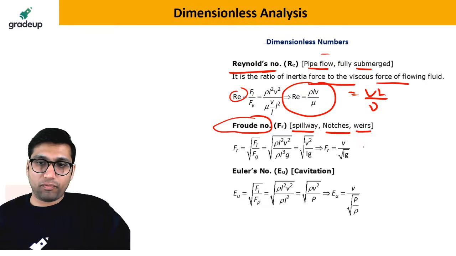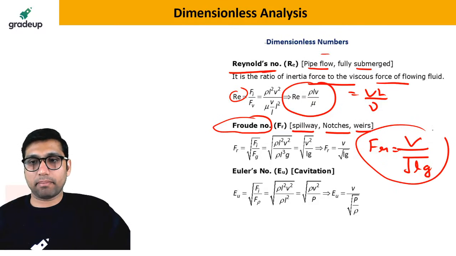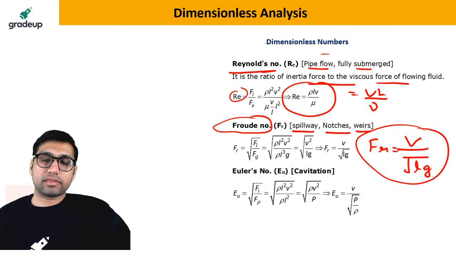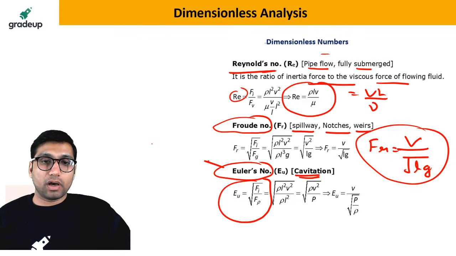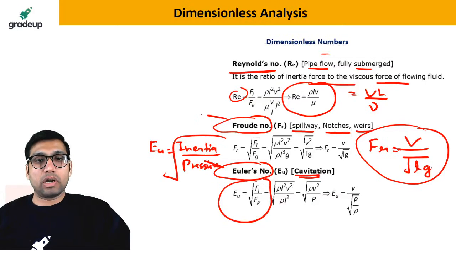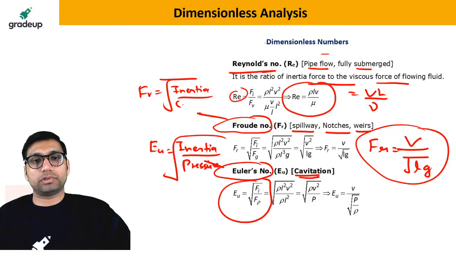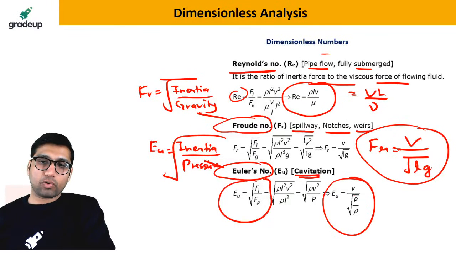So Froude number is equal to V by root LG. This is how we write the Froude number, where L is the length, G is the acceleration due to gravity, V is the velocity. Euler number is used for the study of cavitation phenomena. Euler number is the ratio of inertia force to pressure force, and the root of that. Froude number is the ratio of inertia force to gravity force. Euler number is equal to V by under root P by rho.